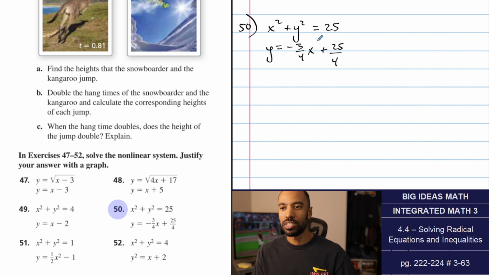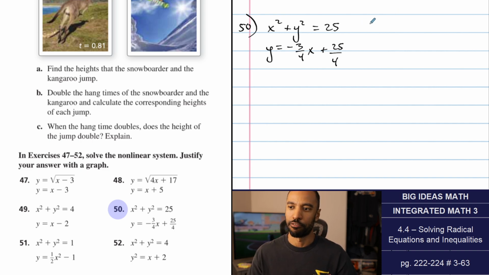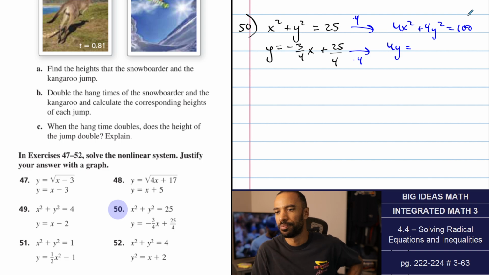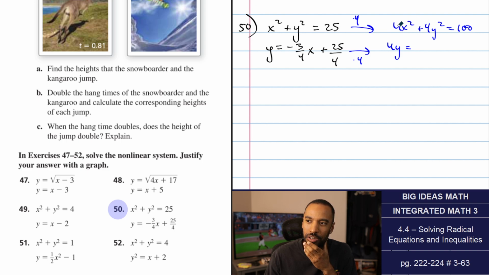All right, substitute these things in. Now, I'm going to multiply both equations by 4. I don't want fractions. I don't want to deal with fractions with this stuff, even if they're just divided by 4. Multiply both these by 4, you get 4x squared plus 4y squared equals 100. And here, this is 4y equals... Let's see. I'm thinking about what I want to do here. Do I have to deal with the fractions?